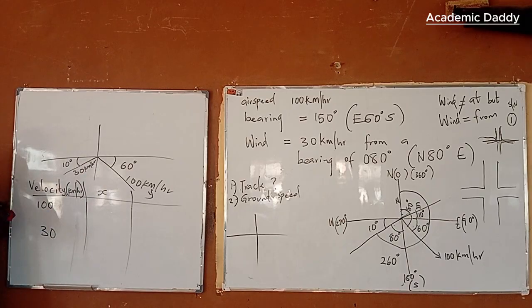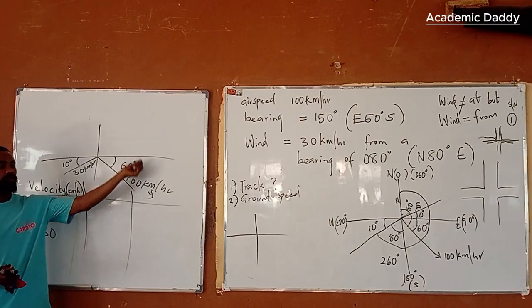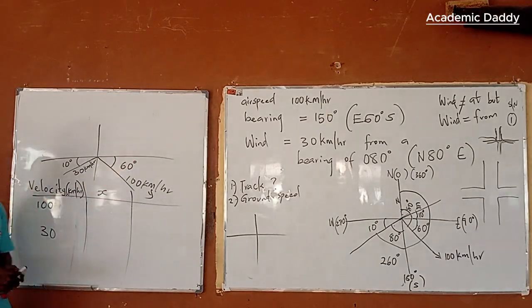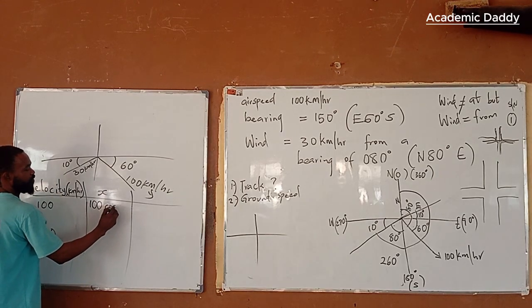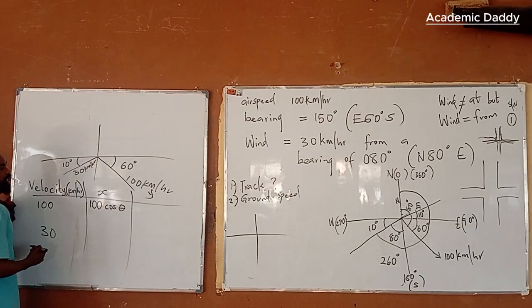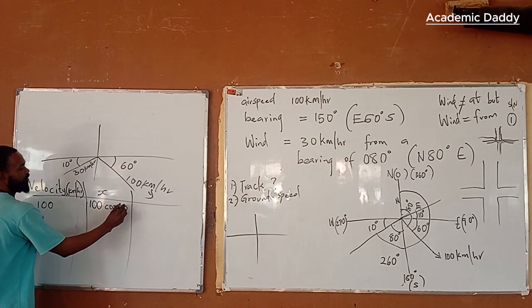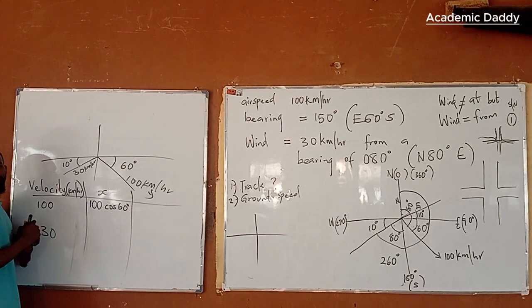So if I'm taking 100 to x-axis, what do I do? Am I closing the angle? It will be going towards the angle now. So it will be 100 towards the angle is what? Cos theta. And the angle there is what? 60 degrees.